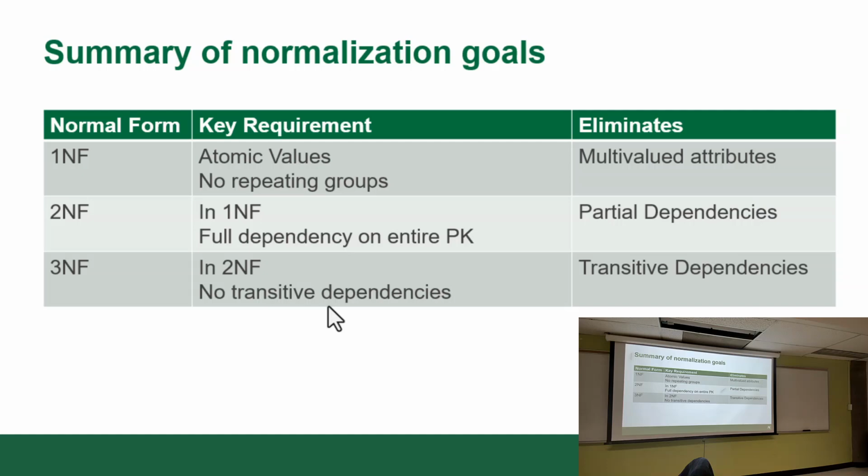So to discuss the goals: first normal form, atomic values, no repeating groups, means it eliminates multi-value attributes and repeating groups of columns. Second normal form means it's in first normal form and all the columns are dependent on the primary key or the candidate key. We get rid of partial dependencies. Third normal form, it's in second normal form and there are no transitive dependencies. What we're getting rid of is literally that.